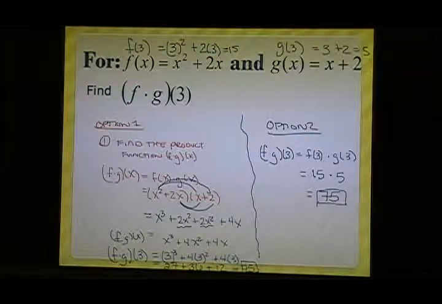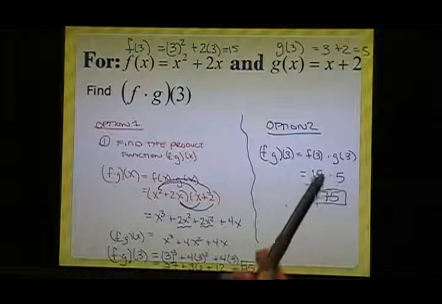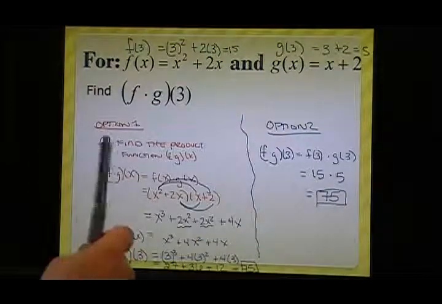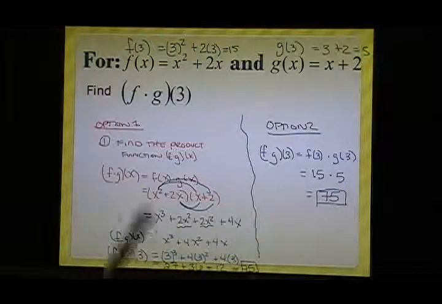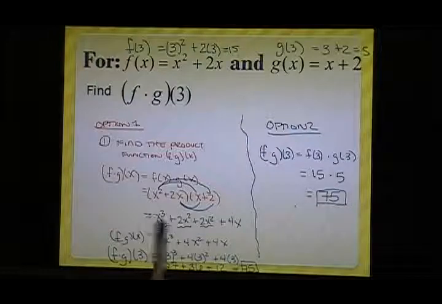Okay, so regardless of the method, you should get the same answer, whether you do it this way, which I find easier, or if you do it this way. Just be careful, because obviously when you're doing all this FOILing and you're working with a lot of variable terms, you have a lot more margin for error. There's a lot more places you can mess up.